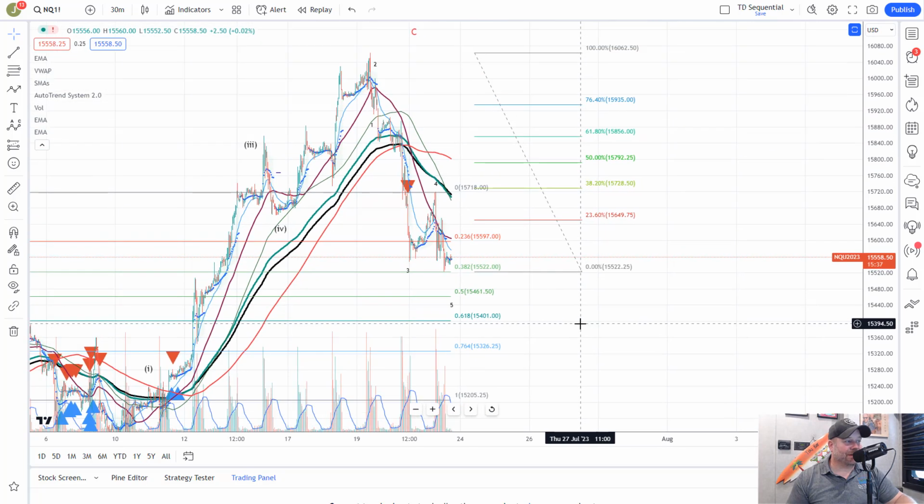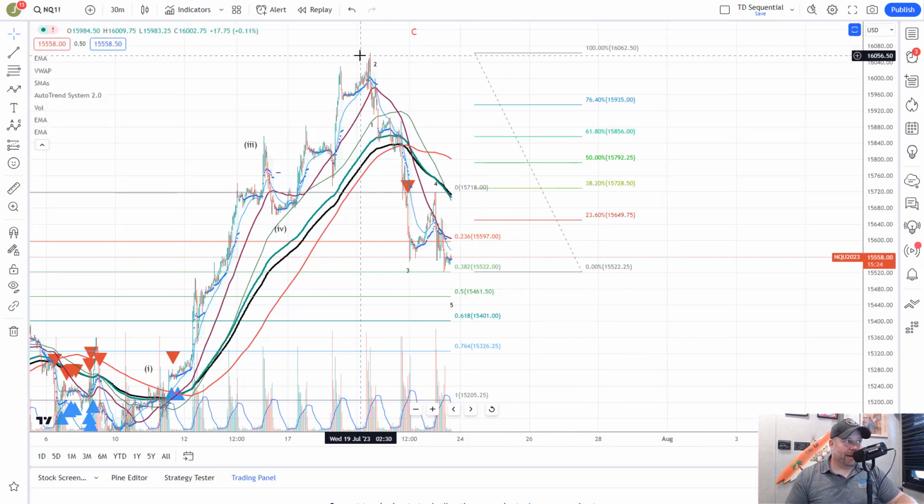If it is in corrective structure, which means 3 waves, by the way, impulsive means 5 waves, corrective means 3 waves. And we need it on a larger degree scale than the micro. The micro is a good start. It's a good building block, but we need to see it play out a little more.